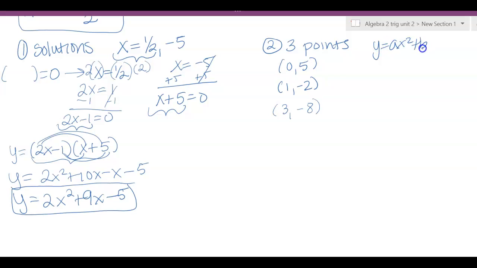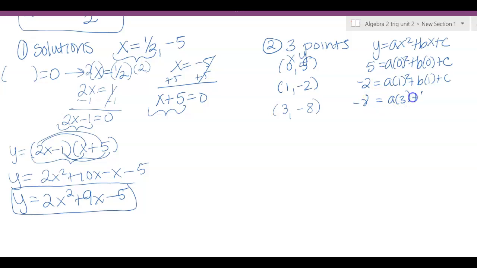So knowing that an equation can be built this way and that every x is paired with a y, when y is 5, x must have been 0. And then if y was -2, then x must have been 1. And if y is -8, then x must have been 3.